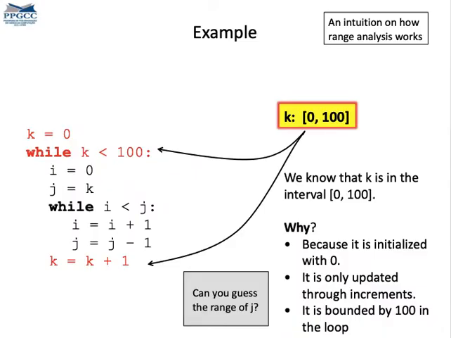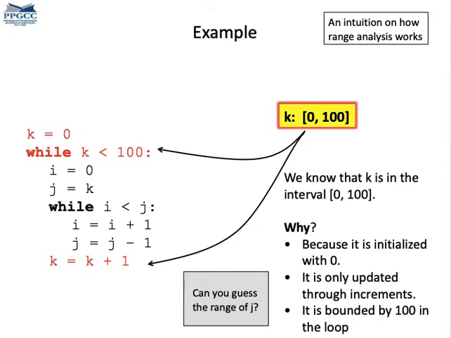Our example is this program in Python, which we saw in the last class. Let's find the ranges of all the variables. We can see that the variable k is initialized with 0 and it increases until its value reaches 100. There is no other operation applied onto k, so we can conclude that k ranges from 0 to 100.